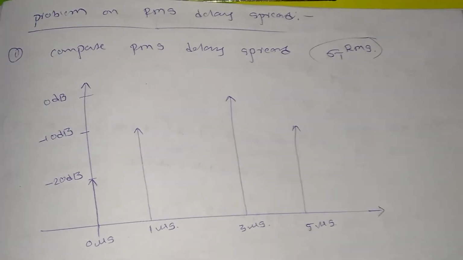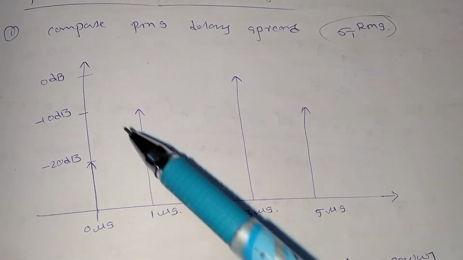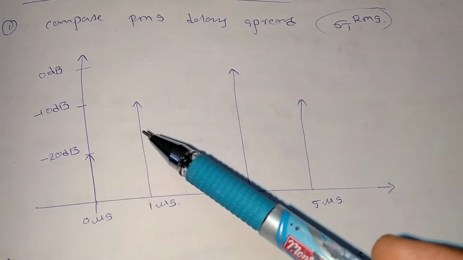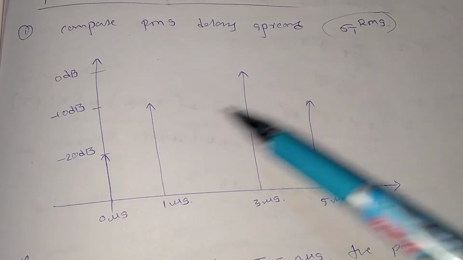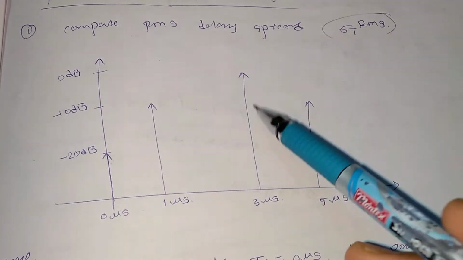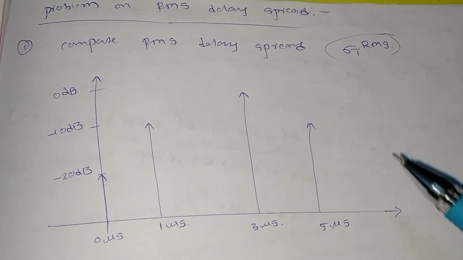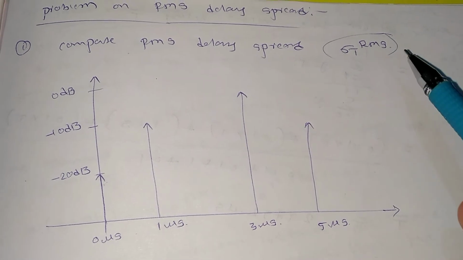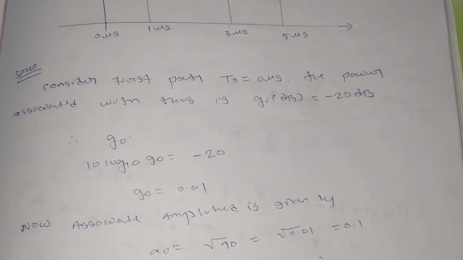Now just observe this one. They have given time along the x-axis and the amplitude along the y-axis, that is minus 20 dB, minus 10 dB and 0 dB. So this is the first component, second, third and fourth components. They have given four components in total and they are asking for sigma t RMS, that is the mean delay spread. So how to do this kind of problem?